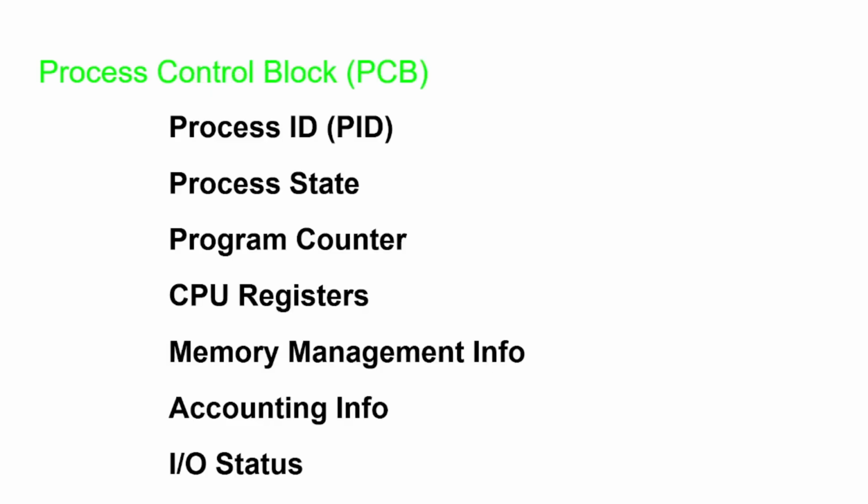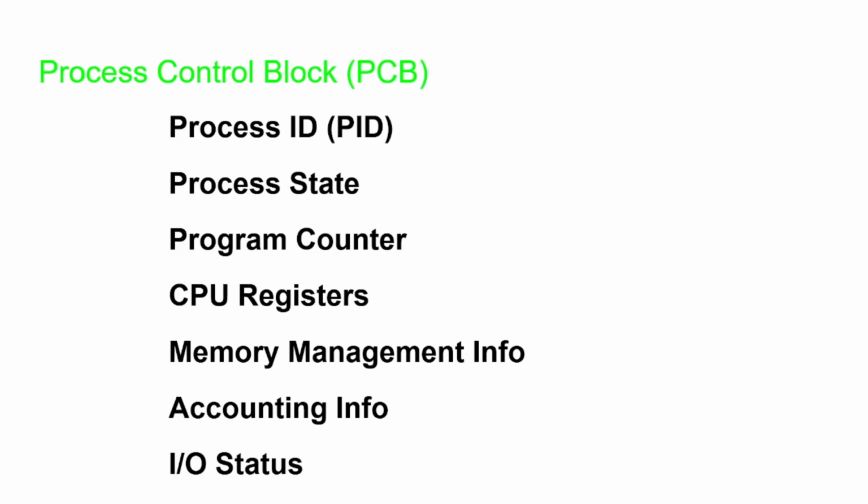The next topic is the process control block. In short, we can call it the PCB. The OS maintains a special data structure called the process control block for each process. It acts like an ID card containing all the details about that process. The contents of the PCB start with the process ID, which is a unique identifier. It helps you identify each process by a unique number.